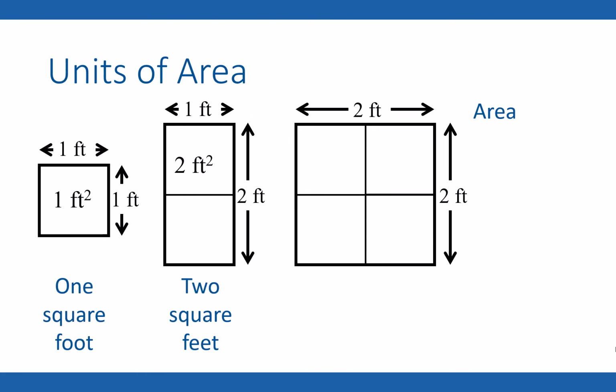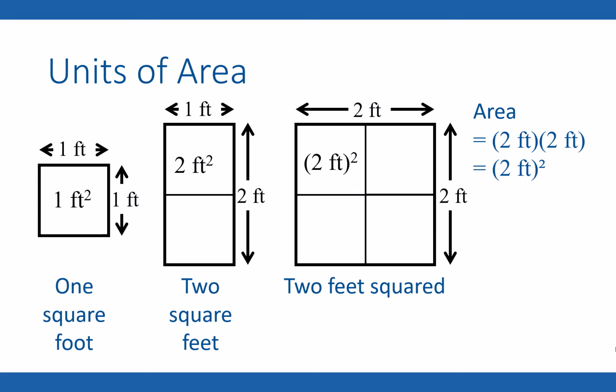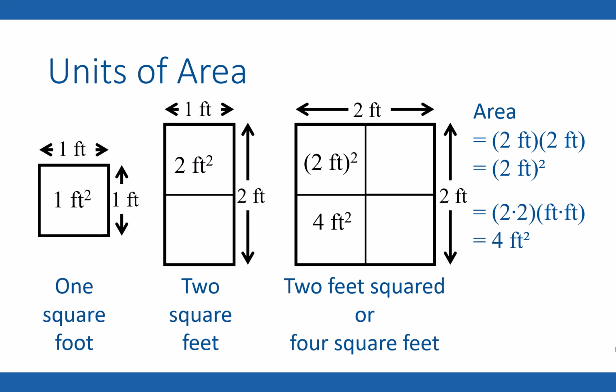There are two ways of describing this area. 2 feet multiplied by 2 feet can be written as 2 feet squared. That means a square that is 2 feet on each side. If we square the 2 and the unit separately, we get 4 square feet. This corresponds to 4 smaller squares, which are each the size of our original 1 square foot.